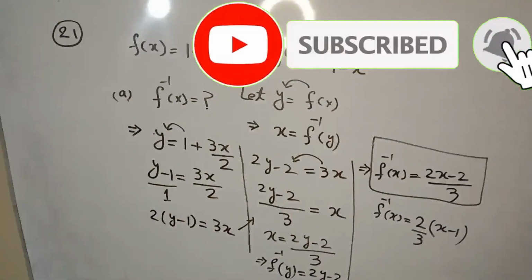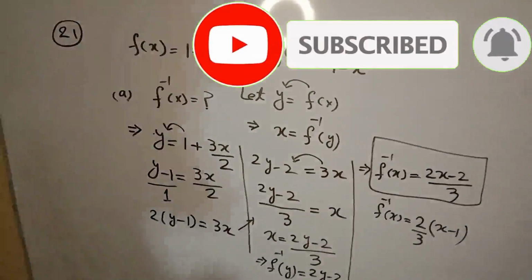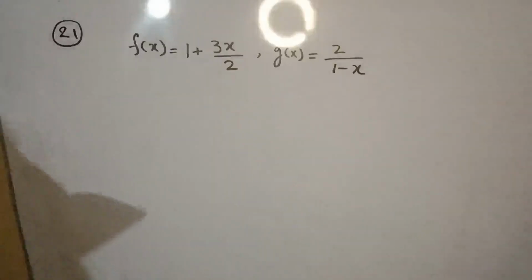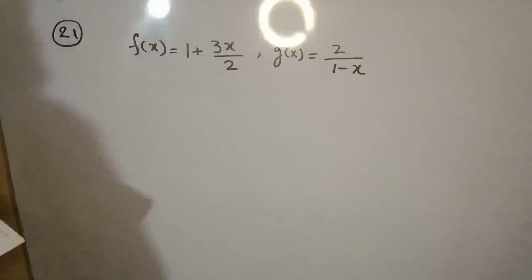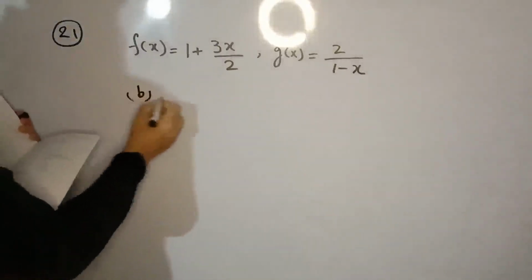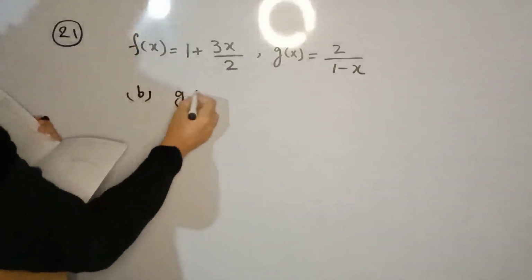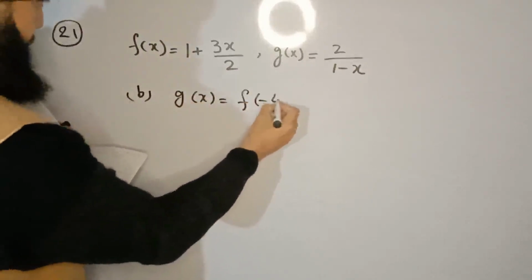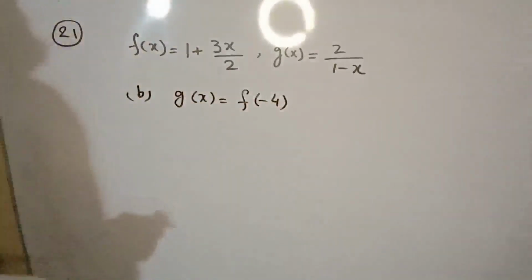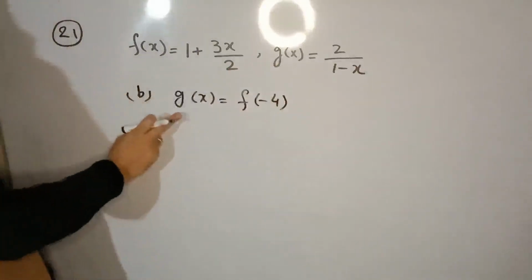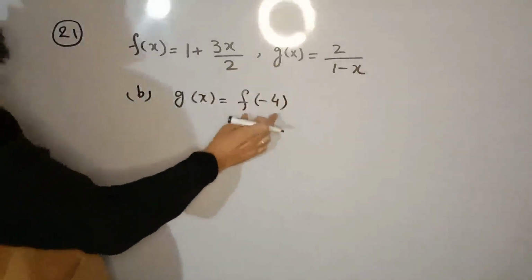Next is B part. B part is solve g of x is equal to f of minus 4. We are given f of x and g of x, and the question is g of x is equal to f of minus 4.